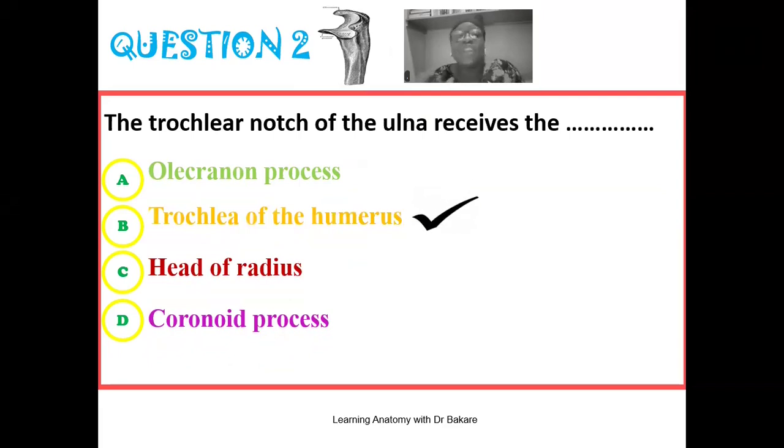The trochlea of the humerus is seen as a pulley-like structure that is located at the inferior region of the humerus. This structure is seen to fit into the trochlear notch of the ulna. We already also described this in detail in our previous lecture on the ulna. If you've not checked that lecture out, please kindly go and do so to keep yourself updated.